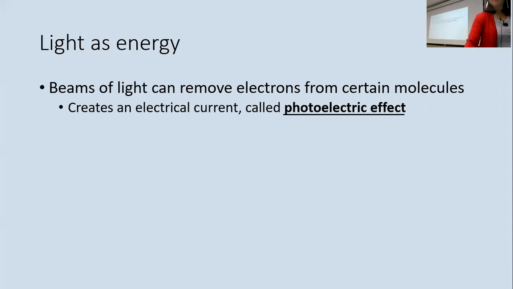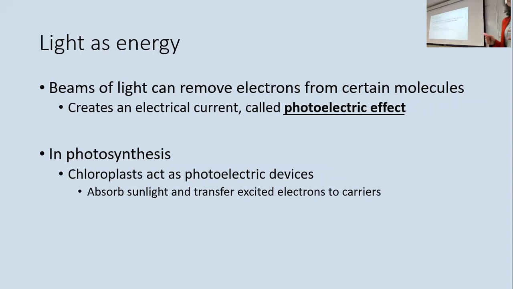So light has energy. That energy can remove electrons. It creates an electric current. And so in photosynthesis, the chloroplasts, our little double membrane guys, act as photoelectric devices to capture the energy from the photons and use it to do stuff.